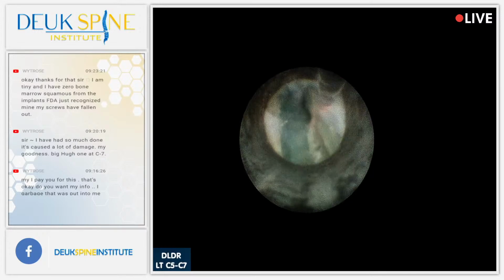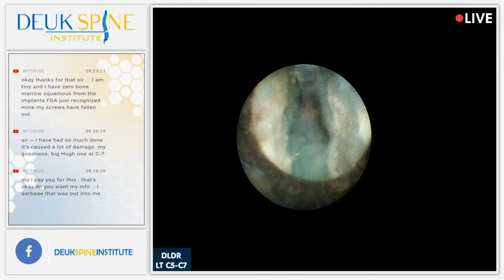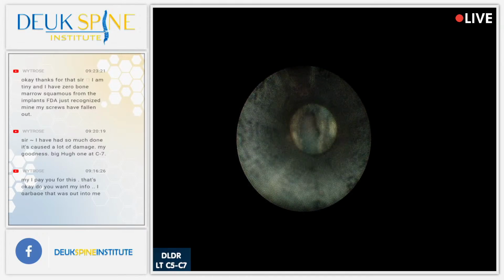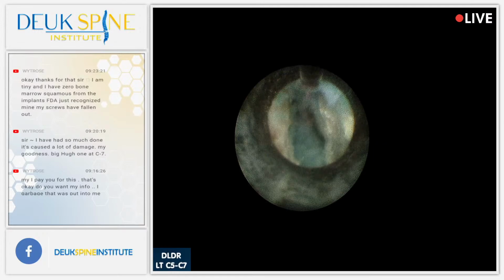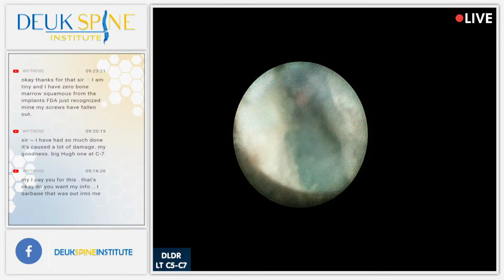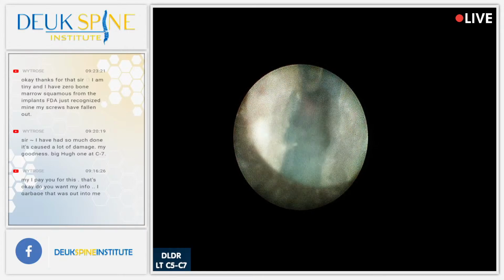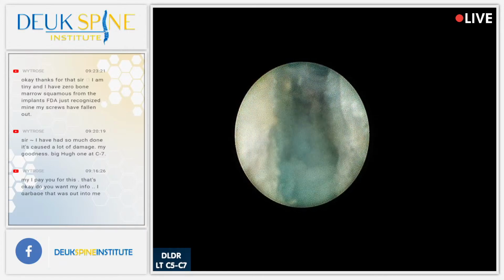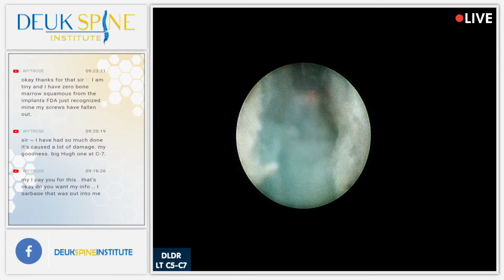Everything is going as well as could be. See that area right there? That used to be full of herniation. Now it's not. Man, my hand is literally freezing. I love it. I'm not complaining, I'm complimenting. That's the foramen. That's where the nerve is. So there's nothing sitting on the nerve anymore. There's just a little bit of foraminal ligament, which is normal.